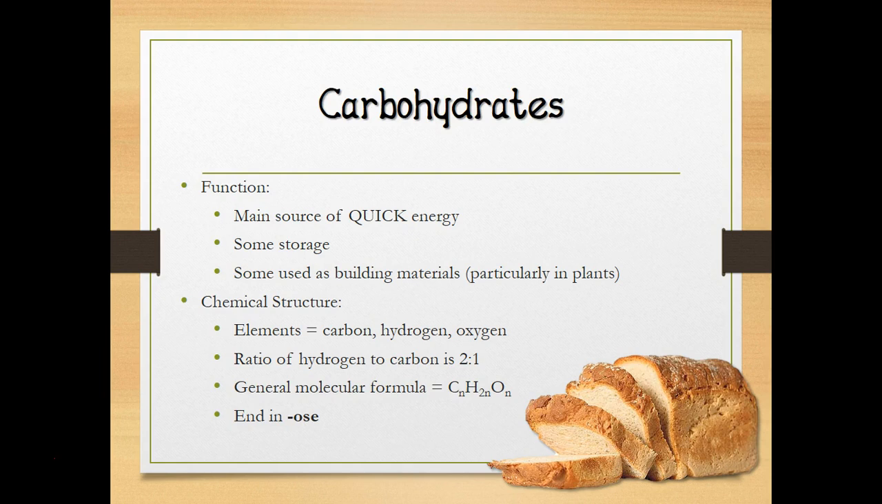What if I'm looking at a chemical name instead? Well, then these guys are going to end in -OSE most of the time. So things like glucose, galactose, fructose, right? Those are all carbohydrates. So -OSE, if you see that, then it tells you that it's a carbohydrate.